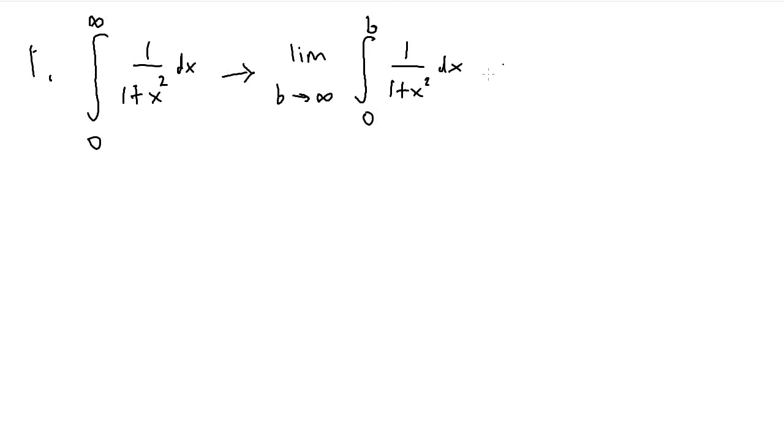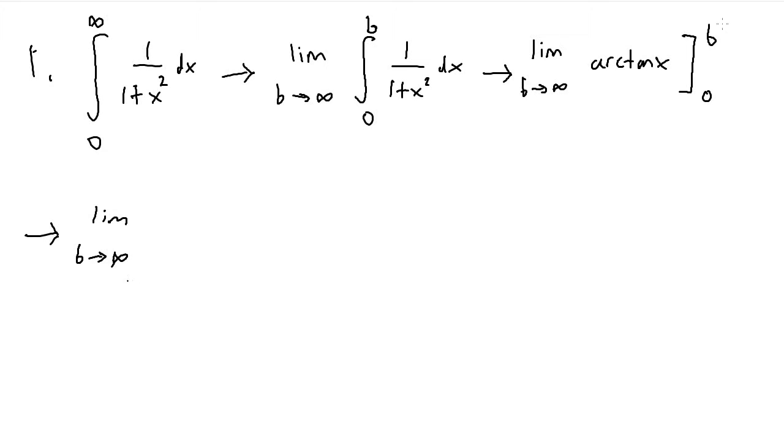Now when I integrate 1 over 1 plus x squared, this one's pretty easy because the integral is just arctangent of x. So I'm going to rewrite the limit. So I get arctangent of x. Now I can add my bounds, going from 0 to b. And when I evaluate my bounds, I get the limit as b approaches infinity of when I plug in the top bound for x, and then when I plug in the bottom bound for x. So I get arctangent of b minus arctangent of 0.